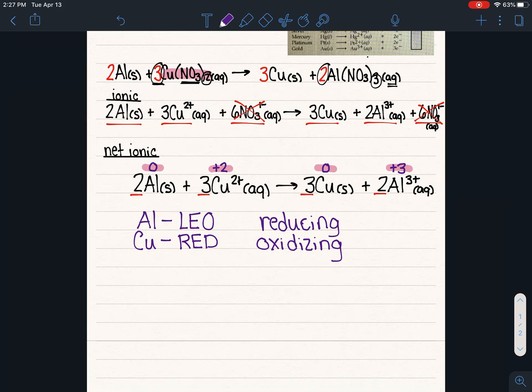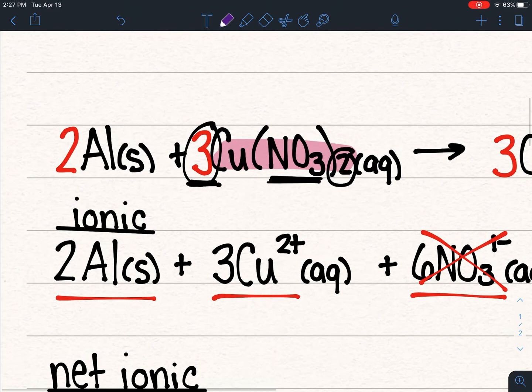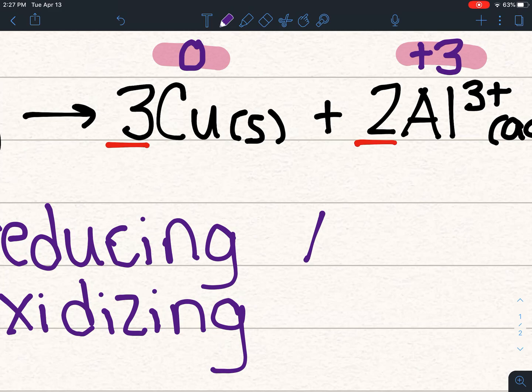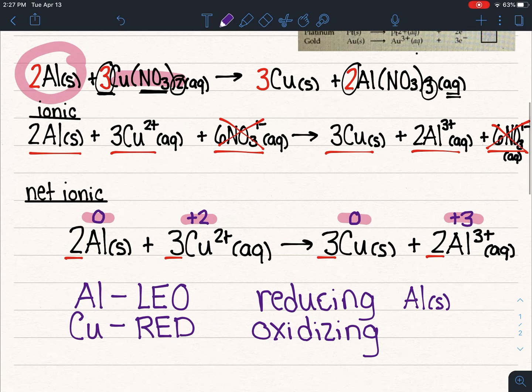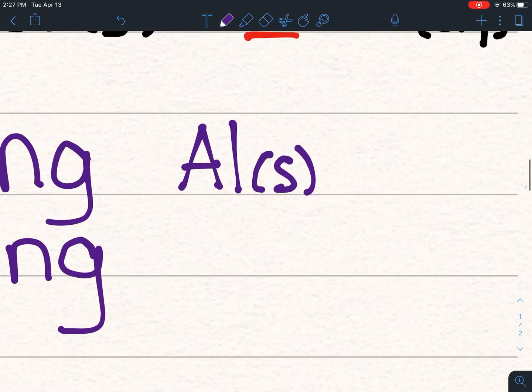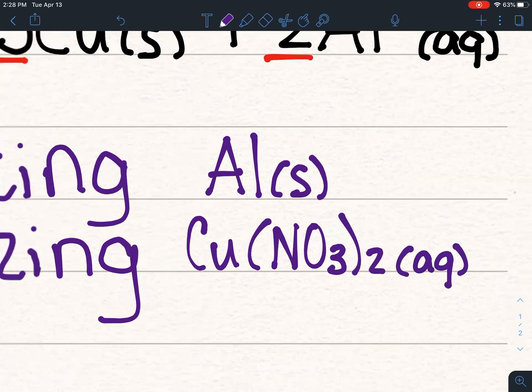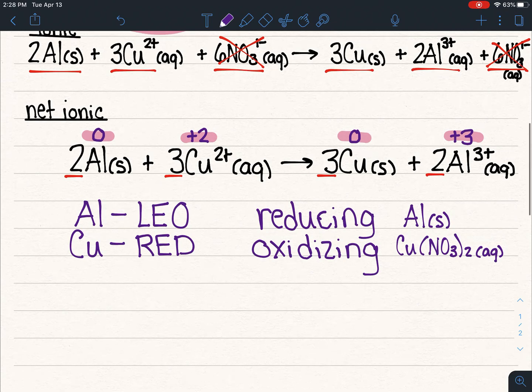So if we go back and look at our original molecular equation, aluminum was just by itself, and so aluminum itself will be the reducing agent. So I'll go ahead and put just Al solid. And then copper is part of that Cu(NO3)2. So the oxidizing agent is Cu(NO3)2, or copper(II) nitrate. Cu(NO3)2 aqueous would be our oxidizing agent.